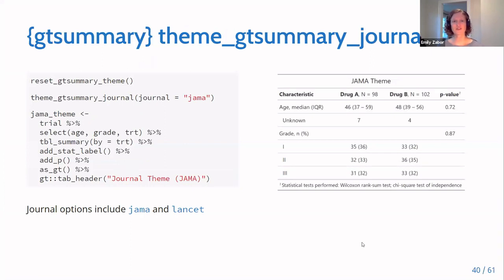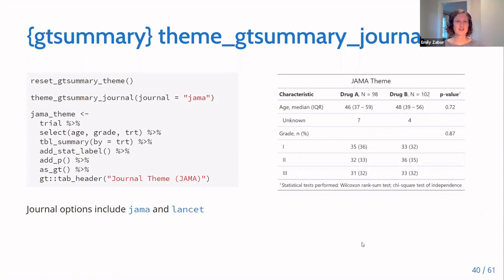So there are a couple of journal themes. This is really only relevant for people working in medical research, but there are themes that are specific to the Journal of the American Medical Association and the journal Lancet. So those journals have specific formatting requirements for tables submitted to their journal. And so this is a nice way to just get all of your tables in your report formatted specifically for either of these journals if you were planning to submit there for publication.